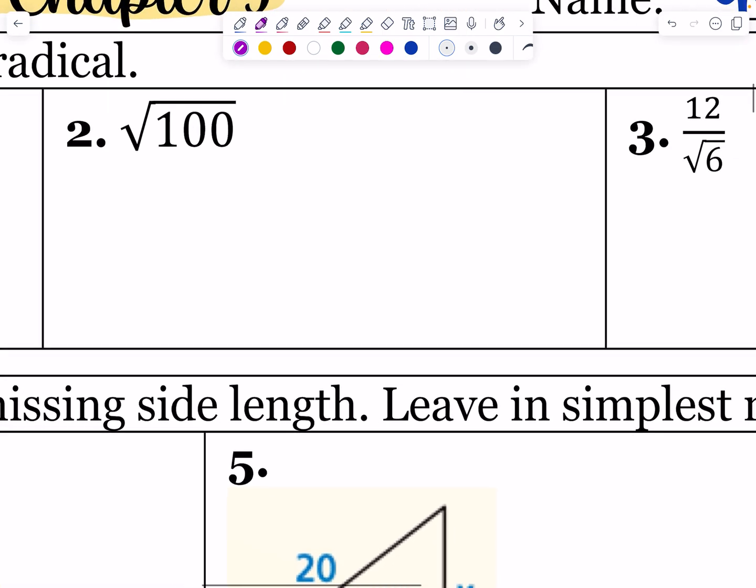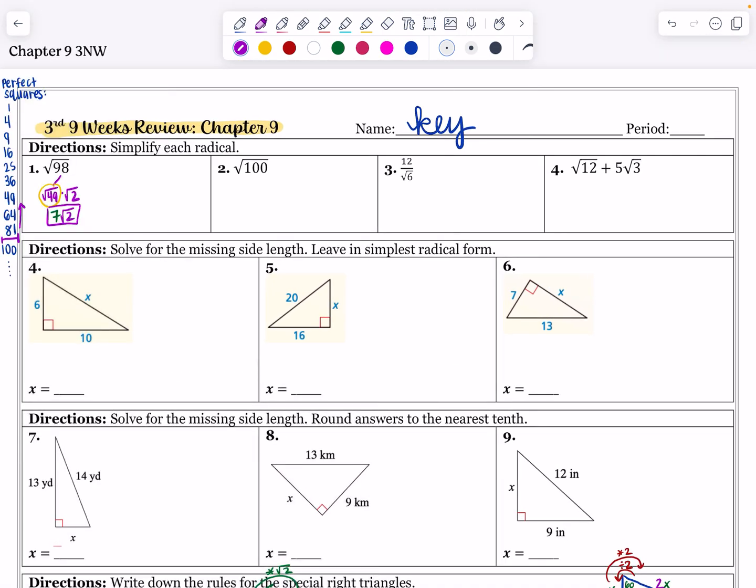Number 2, what is the square root of 100? Well, you'll notice that that is actually in my list. So the square root of 100 is a perfect square. What is the square root of 100? That is going to be 10. So 10 is my final answer.